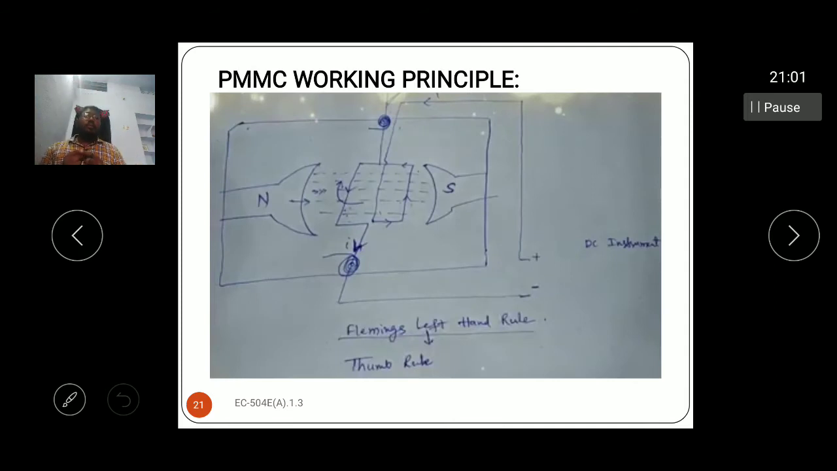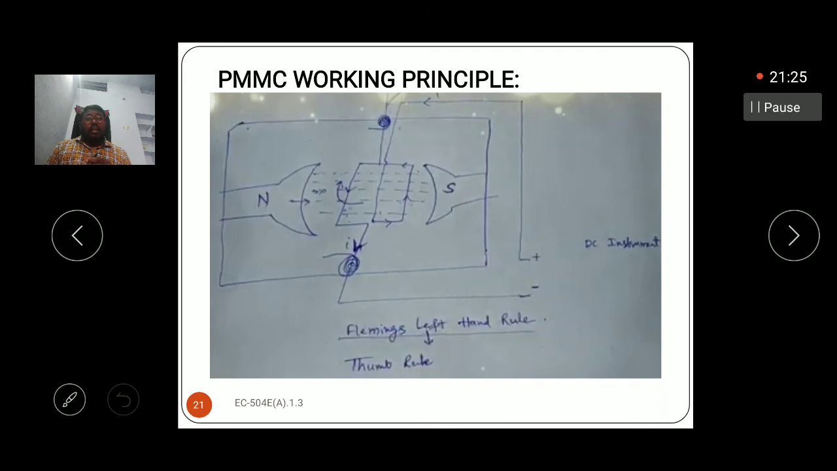Here I am going to explain the working principle of the PMMC. In this particular diagram, we understand the PMMC instrument. Here we have the magnet. We already completed the construction of the PMMC, and here I am going to explain the working principle.